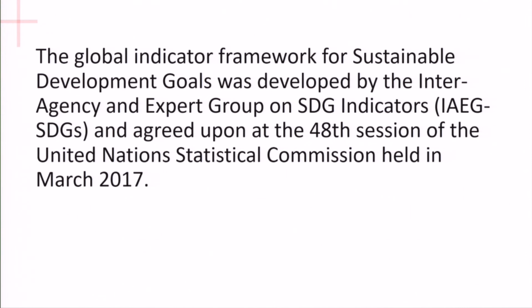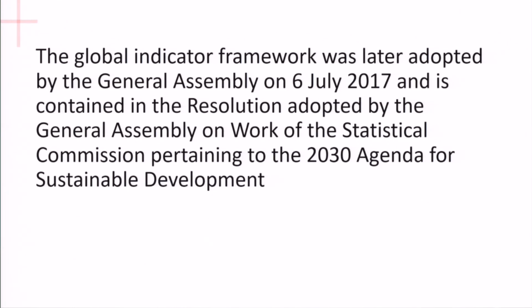So, after detailed deliberations in the 48th session, they consolidated the indicators, the measures through which we can calculate the indicators, and from the indicators we can arrive at the targets. The global indicator framework was later adopted by the General Assembly on 6th July 2017 and is contained in the resolution adopted by the General Assembly on the work of the Statistical Commission pertaining to the 2030 Agenda for Sustainable Development.